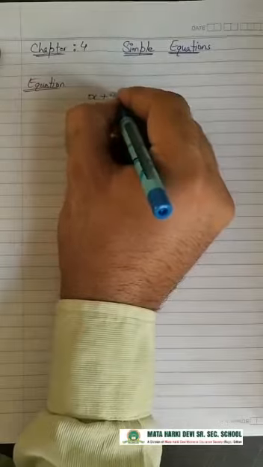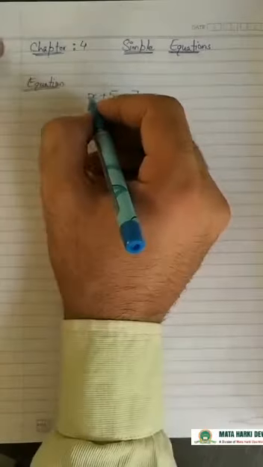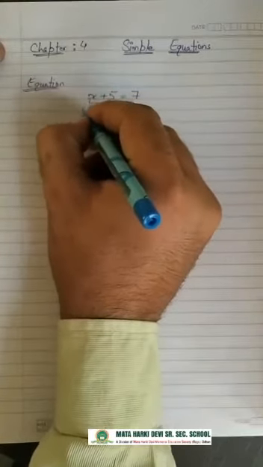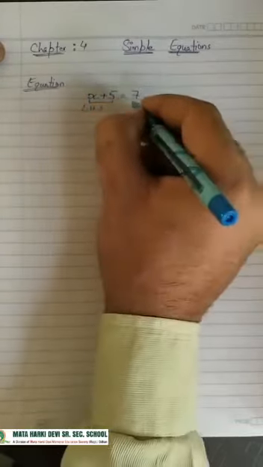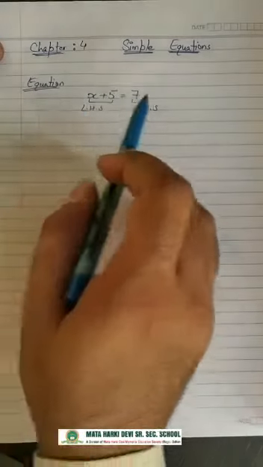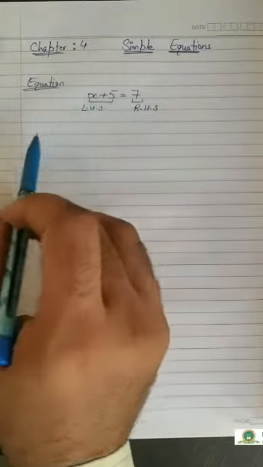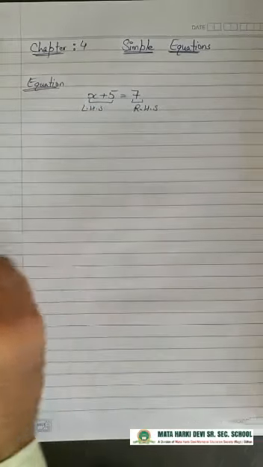x + 5 = 7. This is our equation, and it has two sides. This is the left hand side and this is the right hand side. Both these sides have an equality sign and are made up of constants and variables. So what are constants and variables?